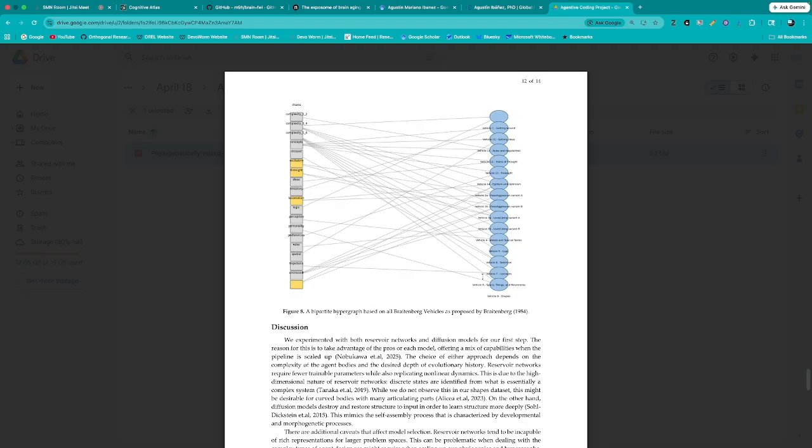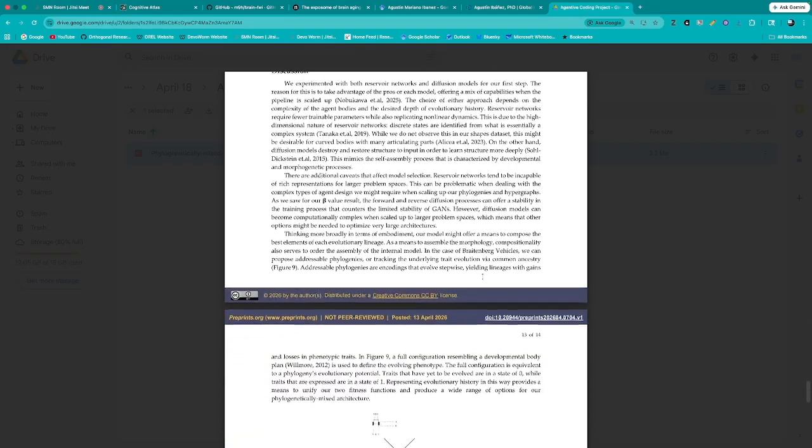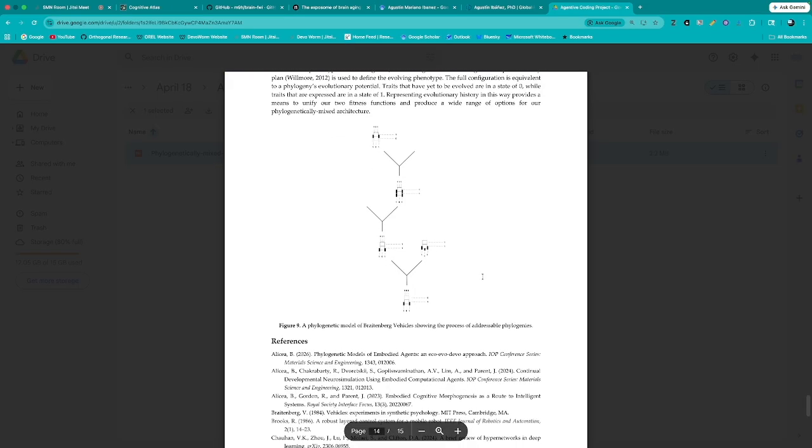So this is a good way to decouple, but also connect at a higher level, morphology and architecture with the behaviors, with the function. Okay, so that was a little bit, and then this is a model of addressable phylogenies in Braitenberg vehicles.